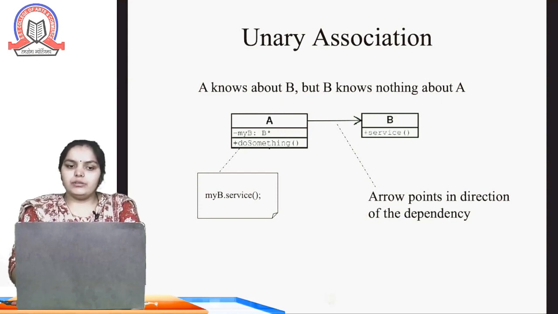Association has two types. In binary association, there is no arrow. In case of unary association, an arrow is there. If you can see, class A is pointing towards class B. The arrow points in the direction of the dependencies. It's actually showing how they are dependent on each other.